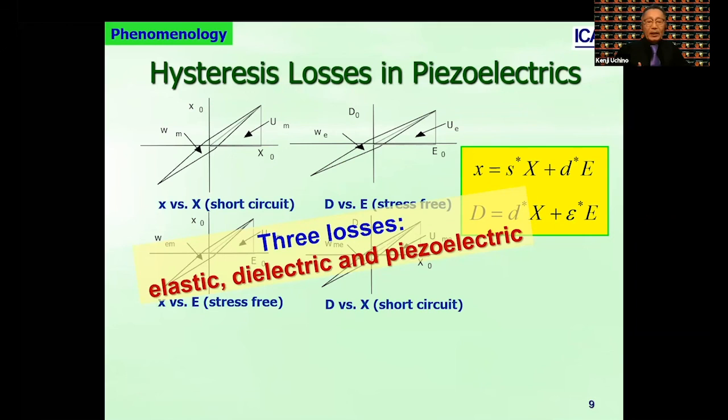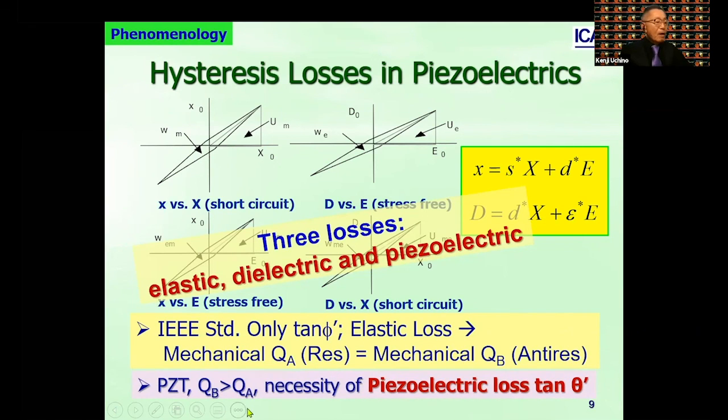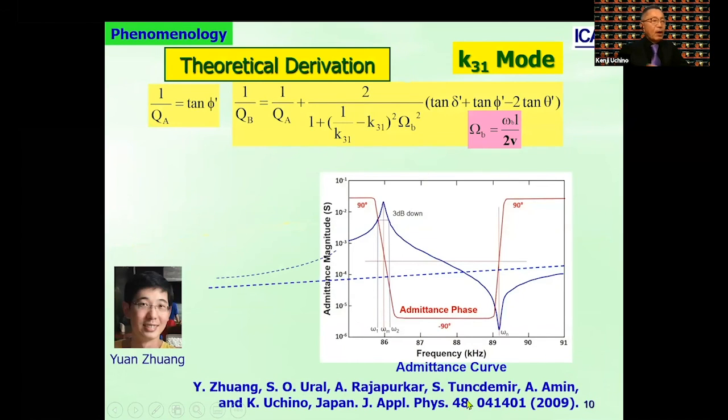Not many people are interested in the piezoelectric loss, but I will explain. Piezoelectric loss is the largest energy loss contribution in piezoelectric materials, among elastic, dielectric, and piezoelectric losses. So the IEEE standard, unfortunately, installed only the elastic loss itself. Therefore, anti-resonance and resonance mechanical quality factors are always the same, okay? So far it's fine, but for miniaturization, we need to clarify the piezoelectric loss. Basically, in PZT materials, usually anti-resonance is much higher efficiency than resonance drive. Therefore, we really need to clarify the piezoelectric loss.